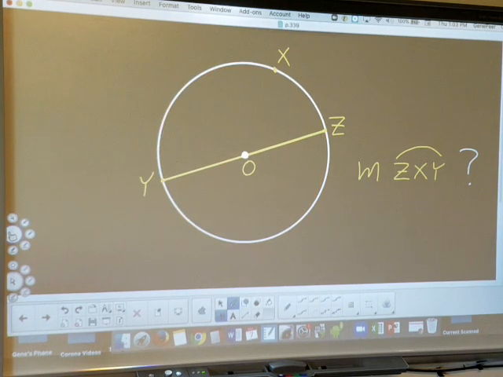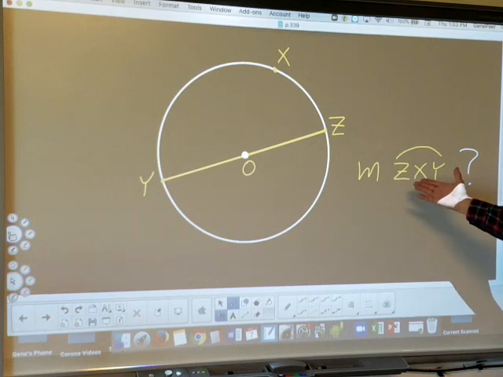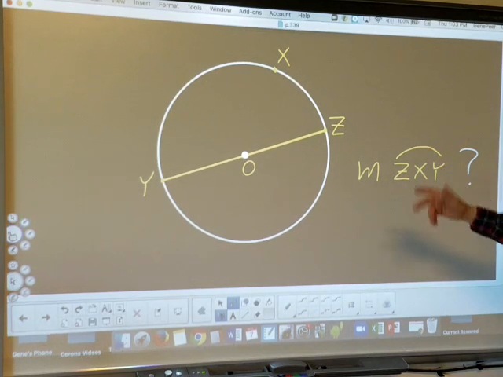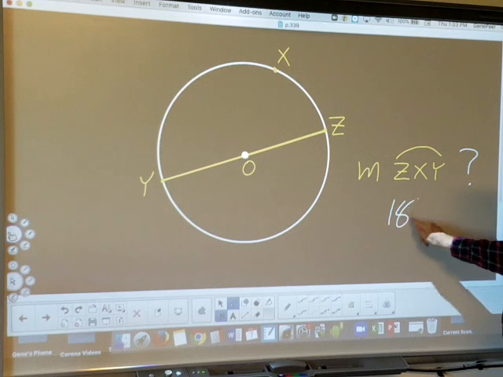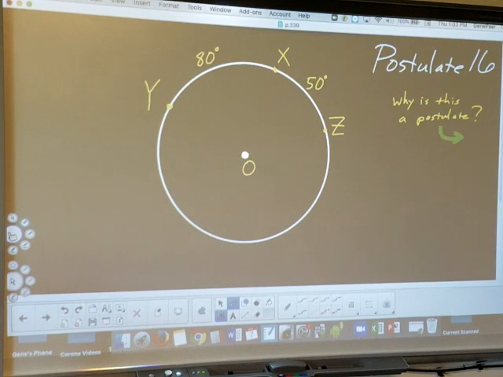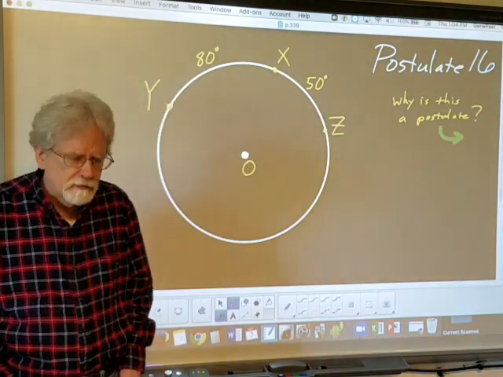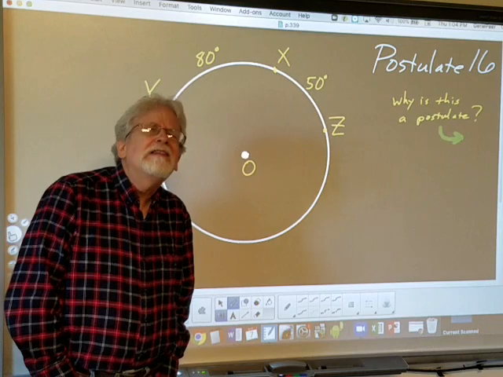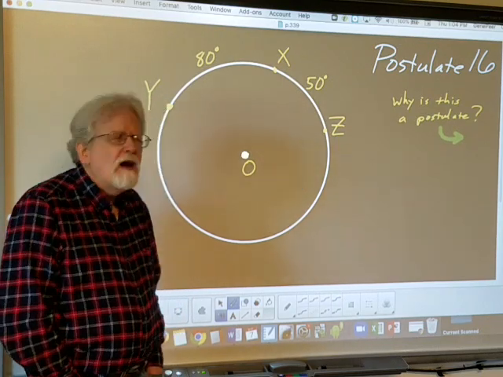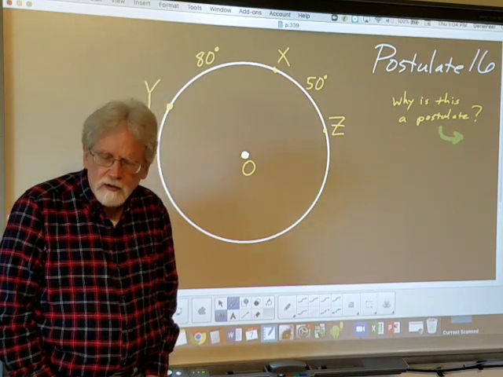Oh yes, here we do have this. The measure of arc ZXY, that's a semicircle, that would be 180. We move on. All right, postulate 16 bothers me tremendously. There's nothing wrong with postulate 16 except for one little detail. It is very easily proved.